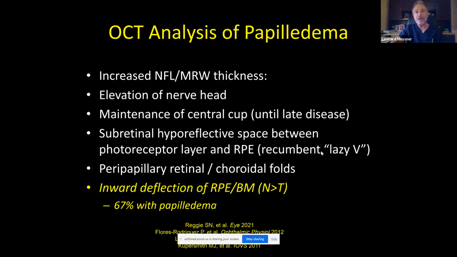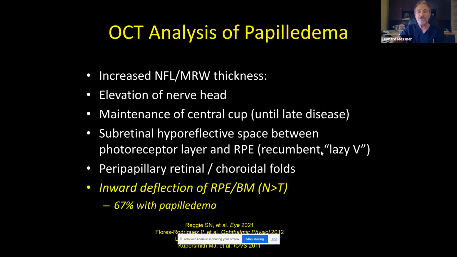Oftentimes, there is the appearance of subretinal fluid that is adjacent to the optic nerve that takes on the appearance of a recumbent V sign or a lazy V sign. And I'll show you some examples of that in just a moment. One of the common findings that we've come to appreciate now, not just with papilledema, but with anything that results in a swollen optic nerve, is the presence of peripapillary retinal or choroidal folds. And these are typically on the temporal side of the optic disc.